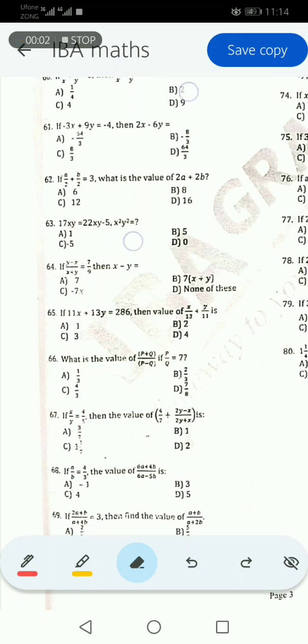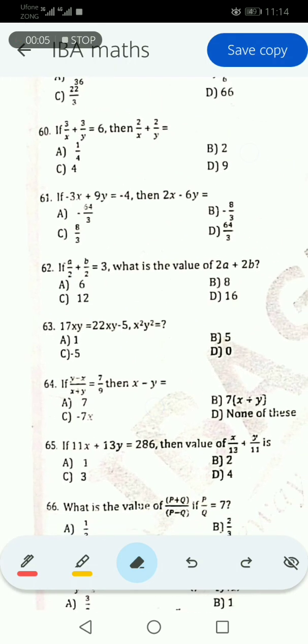Hello everyone, today's lecture is about MCQs number 61 to MCQs number 70. I hope that you all are doing good and practicing IBA Mathematics. So let's get started with question number 61. That is basically this one.